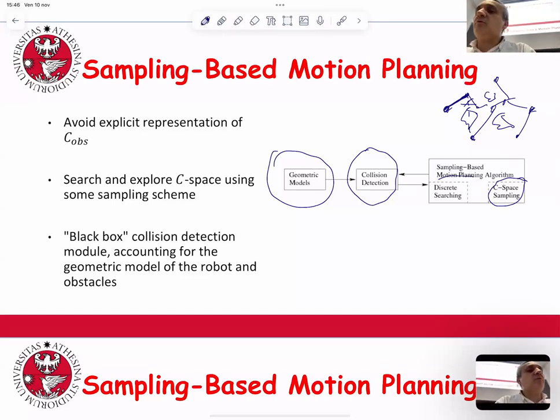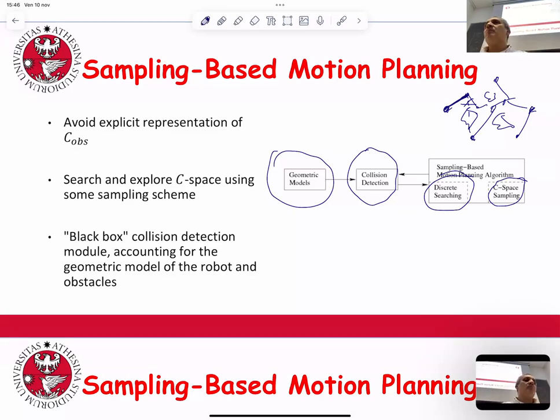Once you have the roadmap, you can proceed with discrete search, as we did before. So once again, we try to reduce the problem of continuous motion into a simple problem, which is discrete navigation of a graph or of a tree.